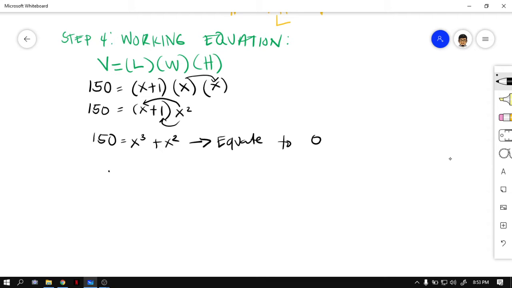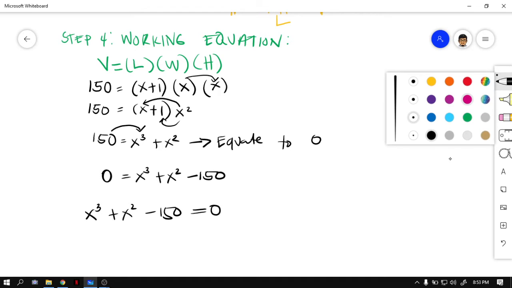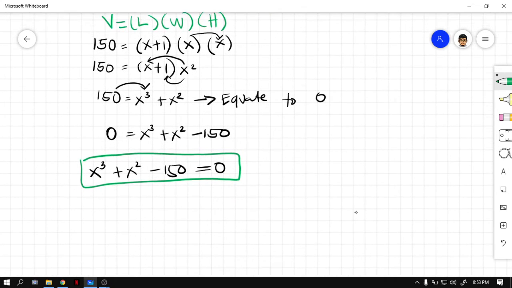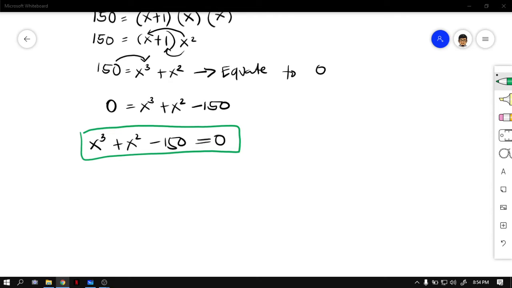So, that means 0 is equal to x cubed plus x squared. And then, yung 150 pupunta sa kabilang side. So, you have negative 150. And then, arrange lang natin by commutative property. This part can also be written as x cubed plus x squared minus 150 is equal to 0. So, from here, ito niyan ang gagawan natin ng paraan para makuha natin yung edge nung original cube. Okay? Next.